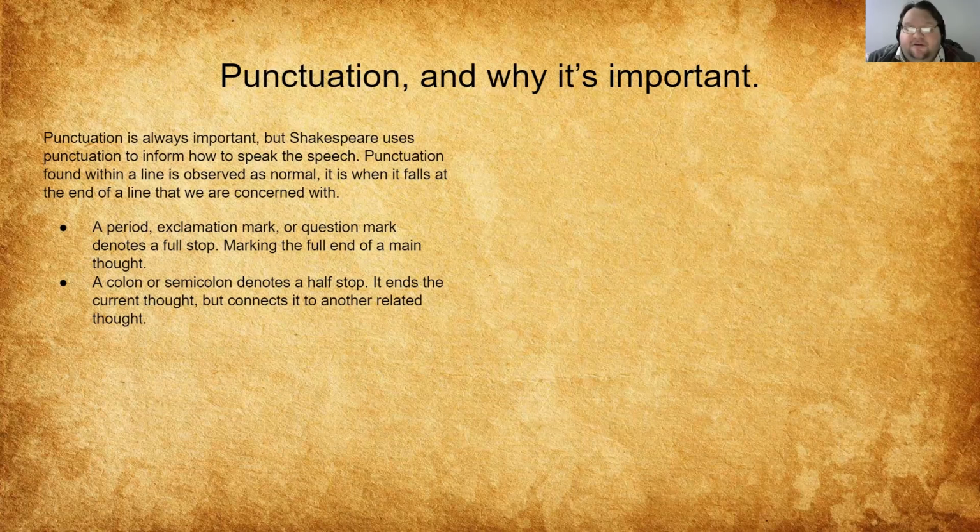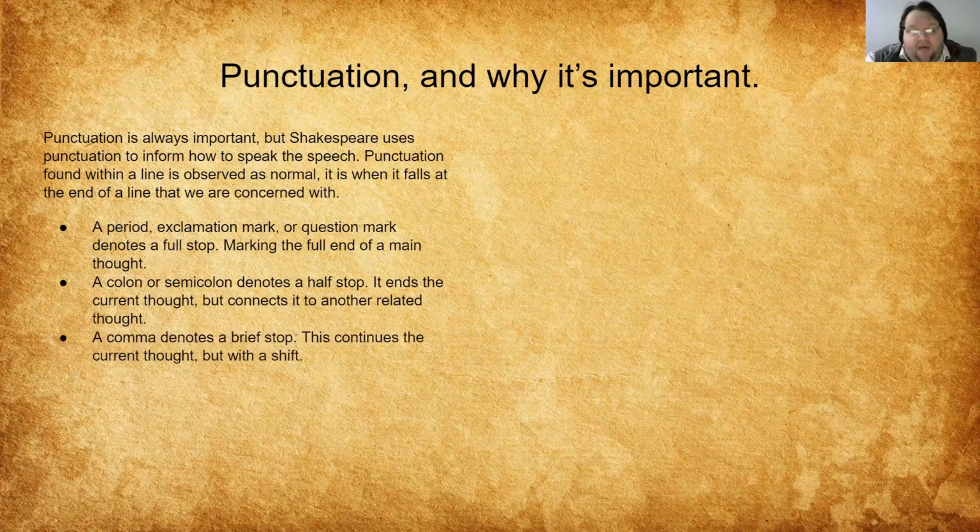I keep saying full stop, half stop. Punctuation in Shakespeare is a lot like reading music, and your punctuation marks, those are going to be your rests. So when these punctuation marks come at the end of a line, a period is a full rest, a colon is going to be a half rest, and then we'll get into the comma, which is going to be your quarter rest. When you say that colon, you're ending one thought, but you have another thought that's going to be related to it right away.